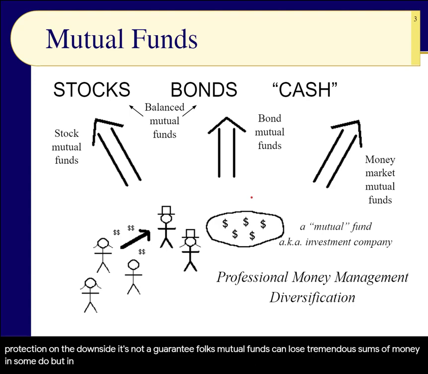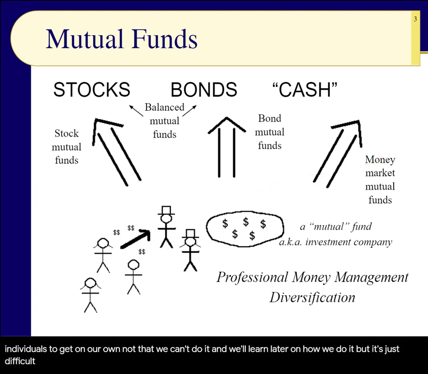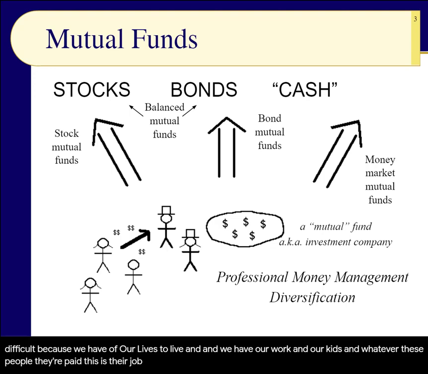But in general, the diversification is going to give us some protection that is difficult for us as individuals to get on our own. Not that we can't do it, and we'll learn later on how we do it, but it's just difficult because we have our lives to live, and we have our work and our kids and whatever. These people, they're paid. This is their job. That's what they do. So think about that.